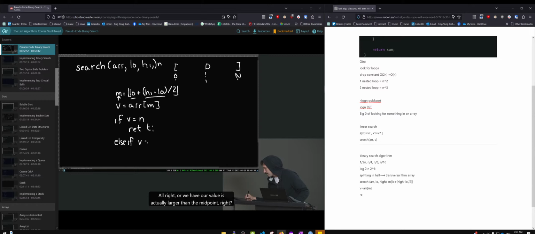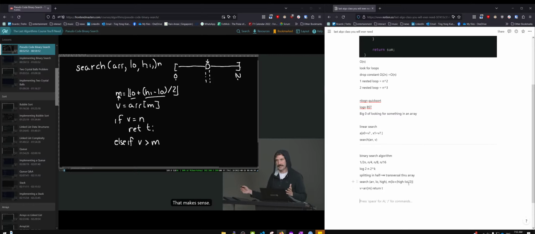Or we have our value is actually larger than the midpoint, right? So what does that mean? We're looking at this position right here. What that means is our value is larger than this position, which means that it's larger than everything on this side, which means we simply need to only look on this side, right? That makes sense.